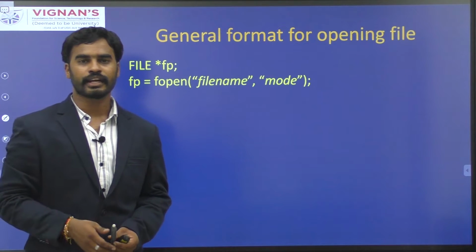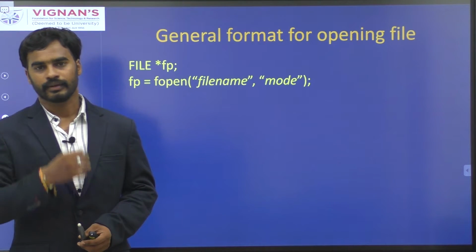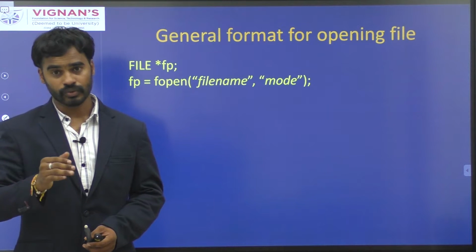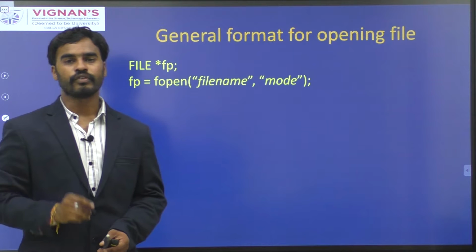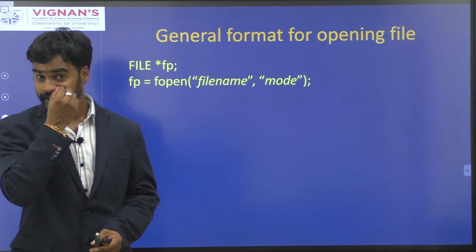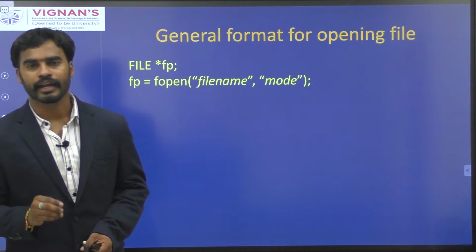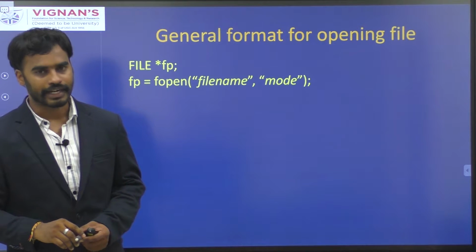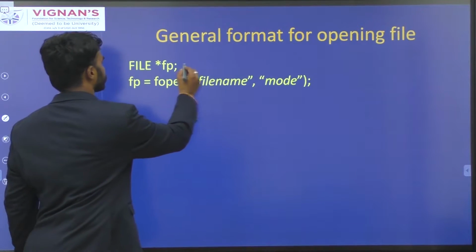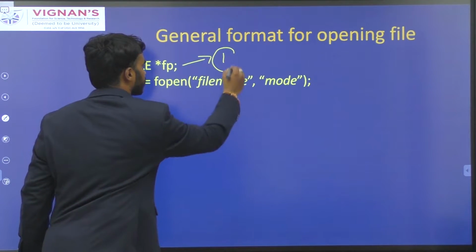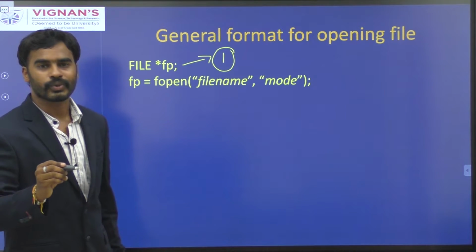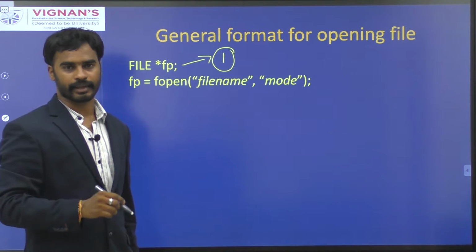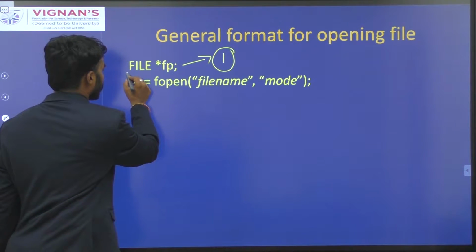Okay, the general format of opening a file. We will see what to do to open a file. To open a file, you need to follow two steps. The first step is to create a pointer of file type. The first thing you need to do is create a pointer of file type.